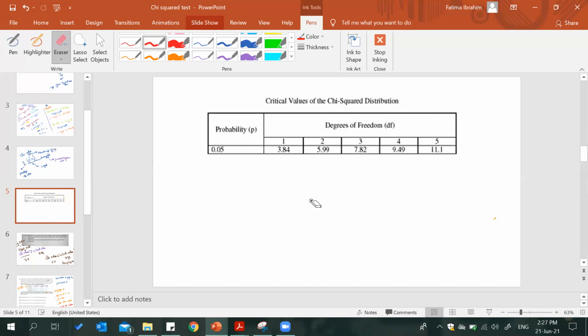Okay, fine. I know that the degree of freedom equals 2. I know that the probability is 0.005. So I know that the critical value equals 5.99. Back to the problem, please.